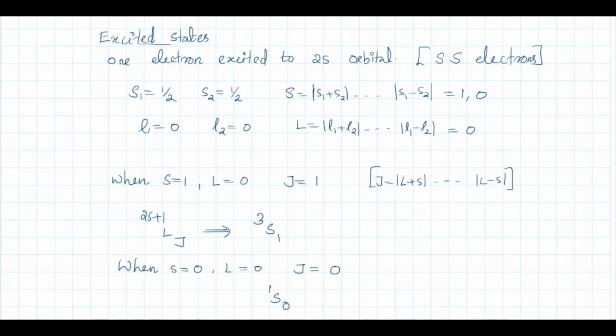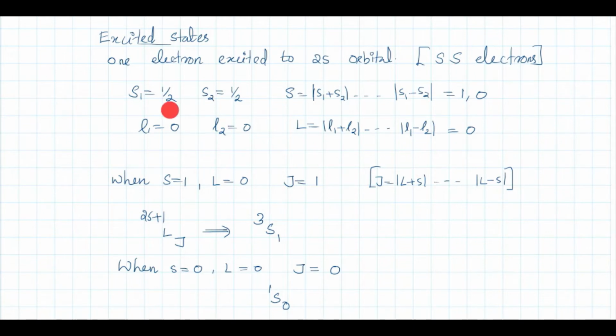Now what happens for the excited state? What are the possible excited states? There are different excited states, and we will consider the first case. Among the two electrons, one electron is excited to the 2s orbital. That is, now the configuration is one of the electrons is in the 1s and the second electron is in the 2s state. That is the lowest possible excited state. That is, now we have two s electrons, one in the 1s orbital, the other one in the 2s orbital.